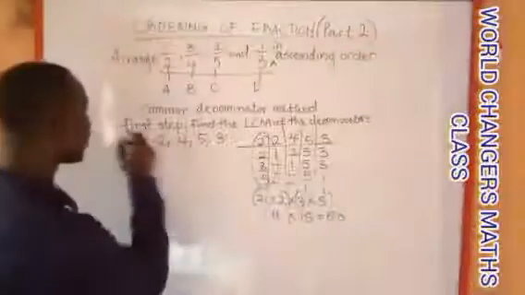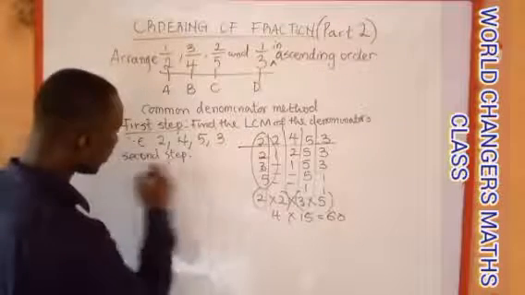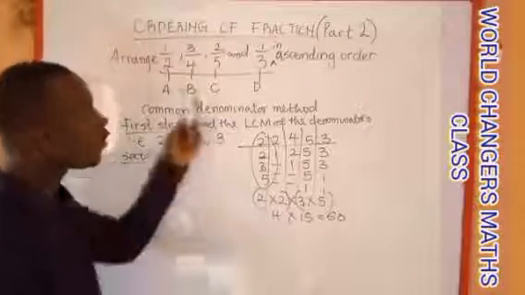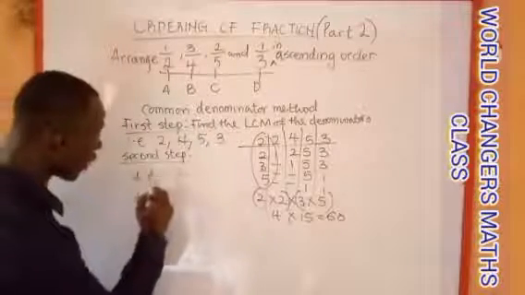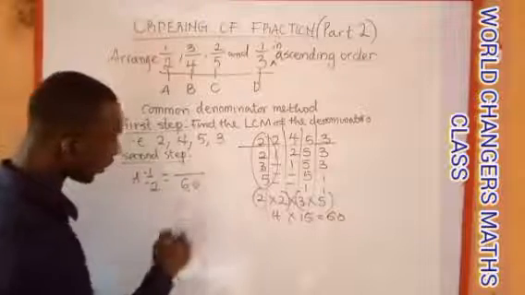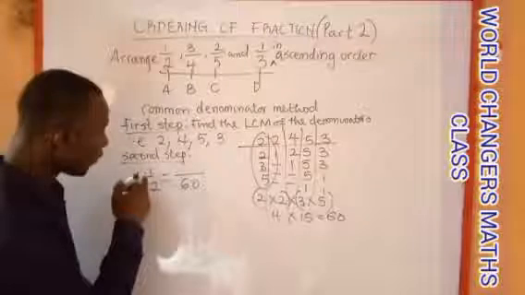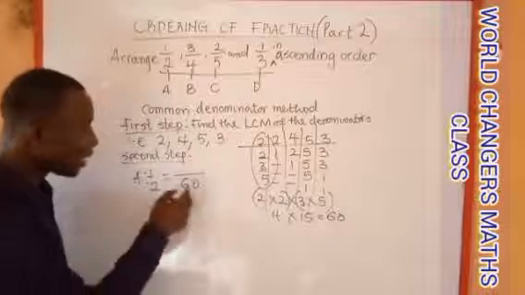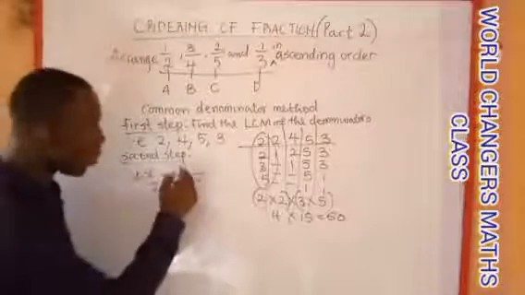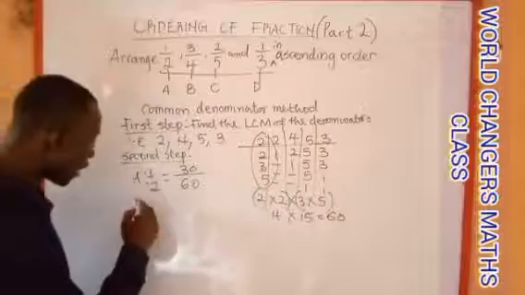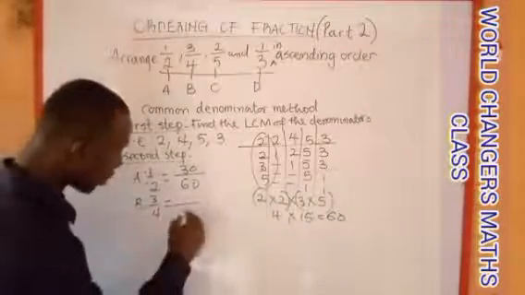Now, what do I do from there? Second step, very simple. Now we are going to find the equivalent fractions using the common denominator. Fraction A is 1 over 2 equals something over 60. So I'm going to find the equivalent fraction of fraction A, which is 1 over 2. Now, 60 divided by 2 gives me 30. 30 multiplied by the numerator gives me 30. As well, fraction B. What is fraction B? 3 over 4 equals something over the LCM, which is 60.